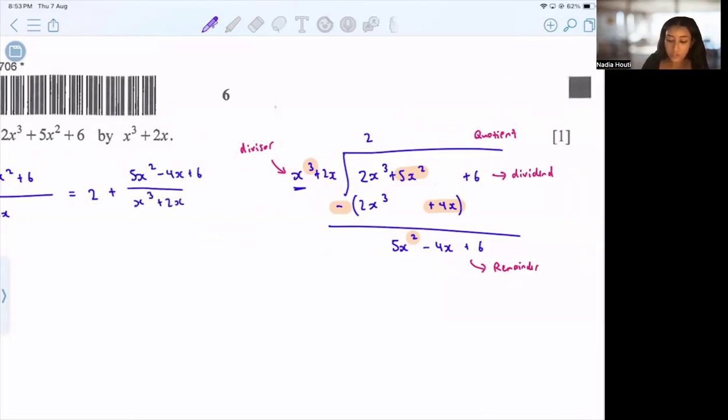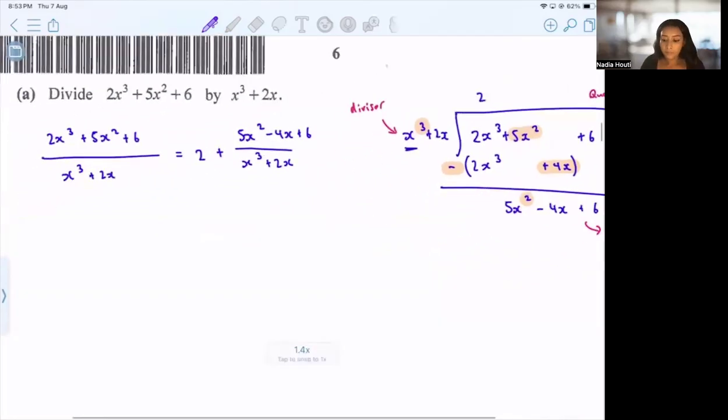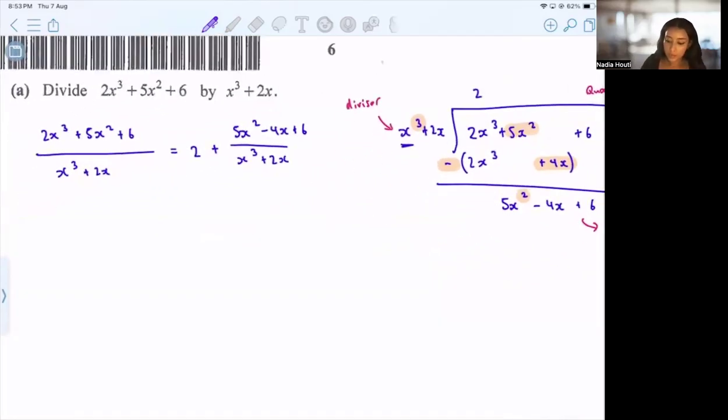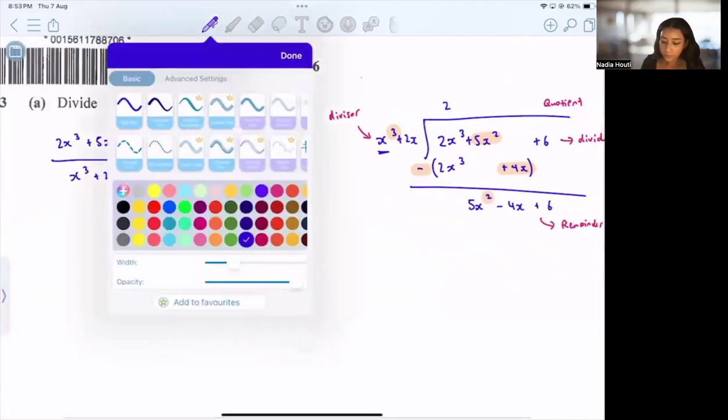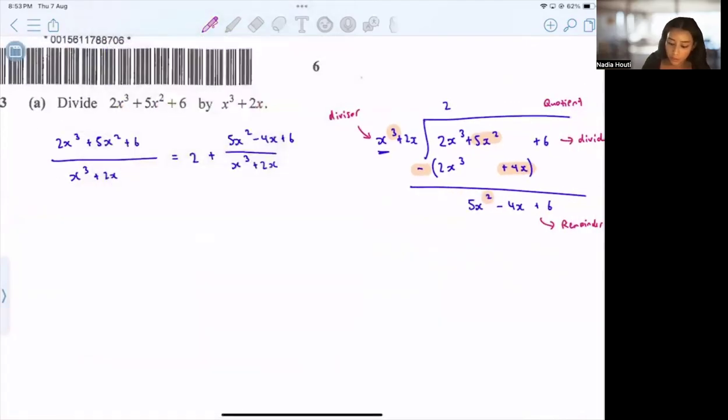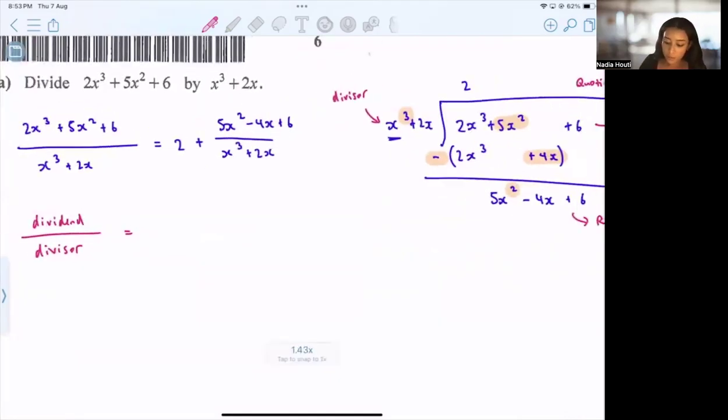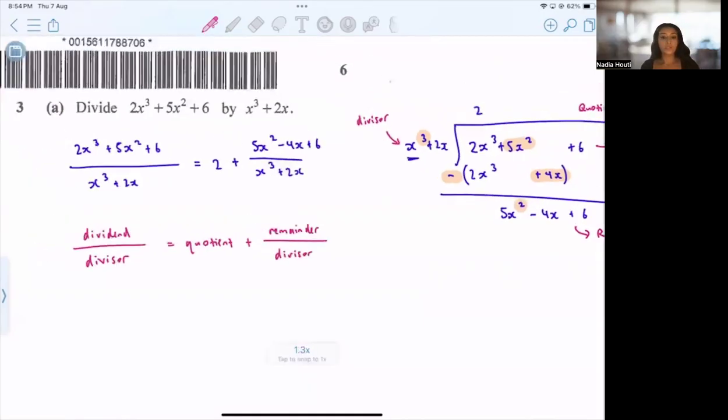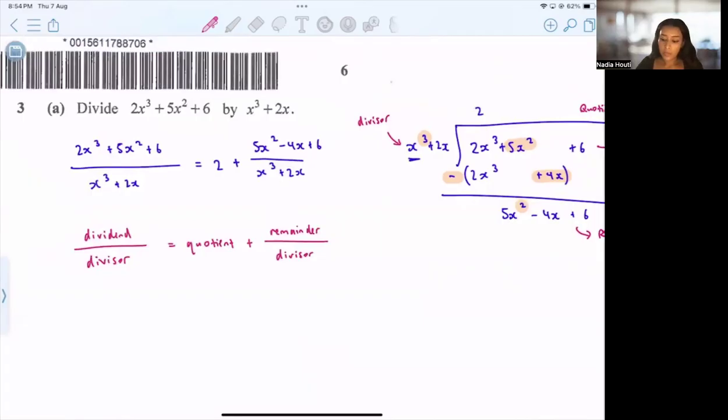So please remember the general formula of the final answer. Let me just write the general formula. When you have a dividend divided by the divisor, your solution is the quotient plus the remainder over the divisor. So please remember this general formula. So your answer is this.